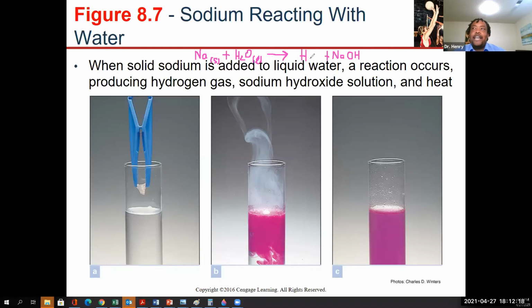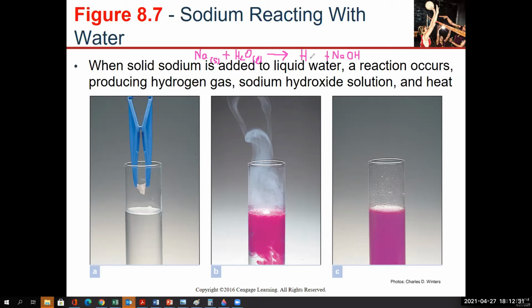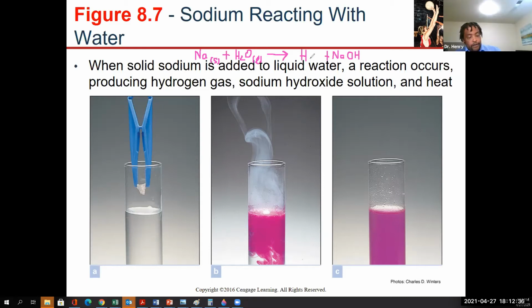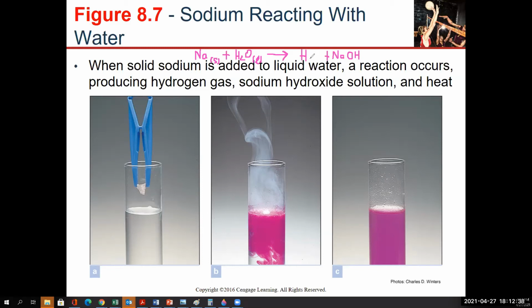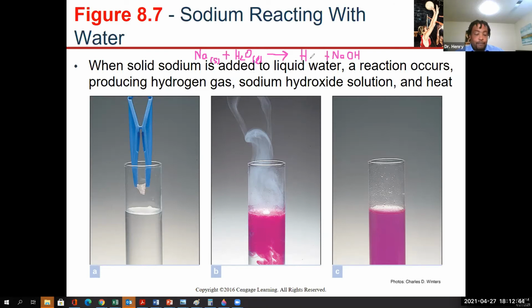Okay, so let's talk about that H. What do we know about hydrogen gas, or hydrogen when it's by itself? It's a diatomic. You don't want to forget that because if you forget it, your equation is going to be completely wrong, right? So we know that that's a diatomic. So is it a solid, liquid, or gas? Gas.